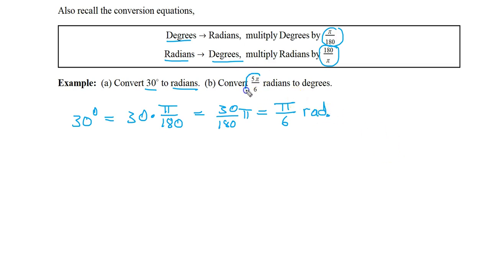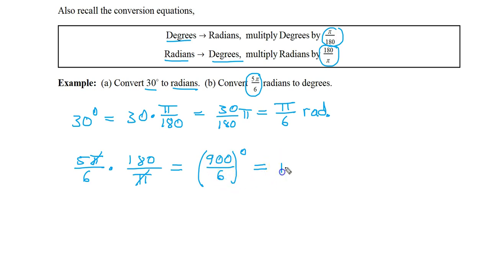To convert 5/6 pi radians to degrees, you would multiply 5 pi over 6 times 180 over pi. And so we see the pi's cancel here, and we end up with 900 over 6, and now that would be in degrees. If you evaluate 900 divided by 6, that's going to be 150 degrees. So that's how we can convert degrees to radians and radians to degrees, simply by multiplying by pi over 180 or 180 over pi.